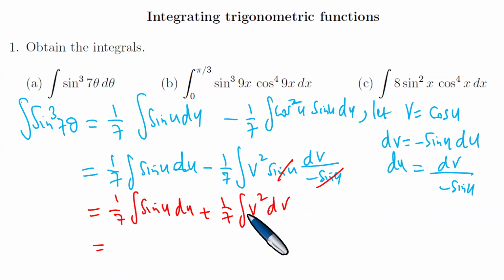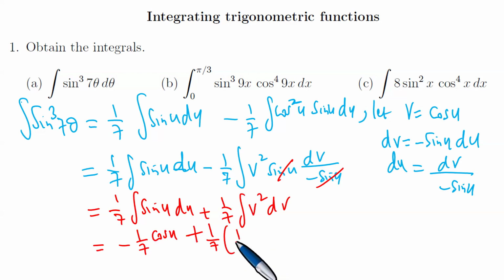Let's find the integral now. We're ready to integrate this one, and we can also integrate this one. The integration would therefore become negative 1/7 cosine u, plus 1/7 times the integral of v squared, which is 1/3 v cubed plus c. And this is actually minus 1/7 cosine u. What is u?